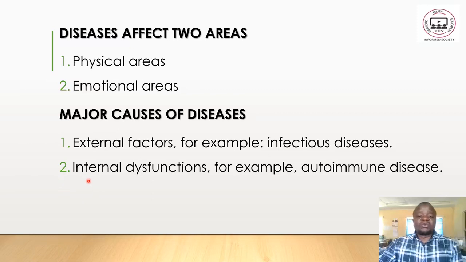environment. Number 2, we have internal dysfunctions. When we talk of internal dysfunctions, we are basically meaning the internal parts of the body are performing poorly. For example, autoimmune disease. Autoimmune diseases are diseases that come about when the immunity of yourself has started attacking body tissues. We call it autoimmune disease.